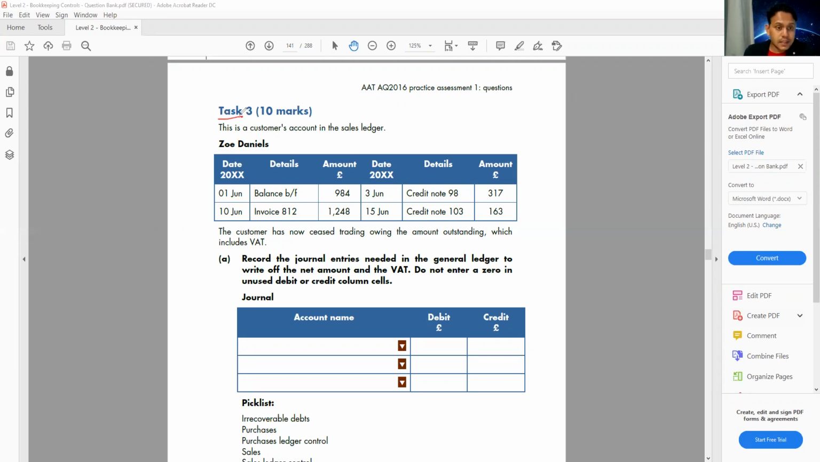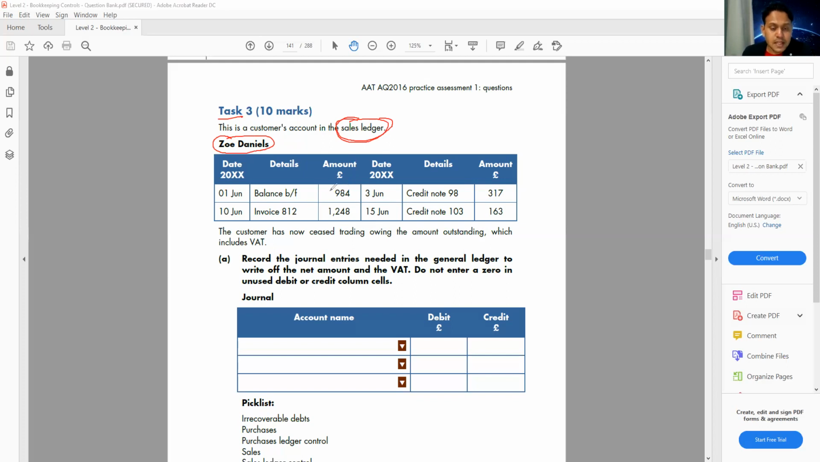We have a customer account in the sales ledger. You understand the difference between the sales ledger and the sales ledger control, isn't it? Sales ledger is when you talk about one customer; sales ledger control is when you talk about all the customers together. Same like purchase ledger: purchase ledger is only one supplier, and purchase ledger control is all the suppliers together. Here, the question said sales ledger, that means we are talking about only one customer, that is Joe Daniel. So this is our sales ledger.